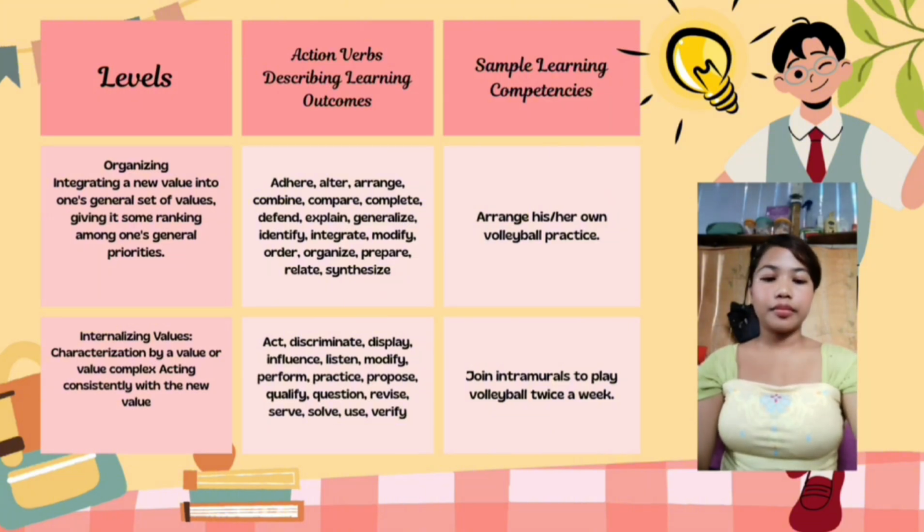Now let's move on to internalizing values. In internalizing values, characterization by a value or a value complex, acting consistently with a new value. For example, the student is able to act, discriminate, display, influence, listen, or modify. So she or he can internalize his or her own values. For example, still in a sports setting, the student is able to join intramurals to play volleyball twice a week.